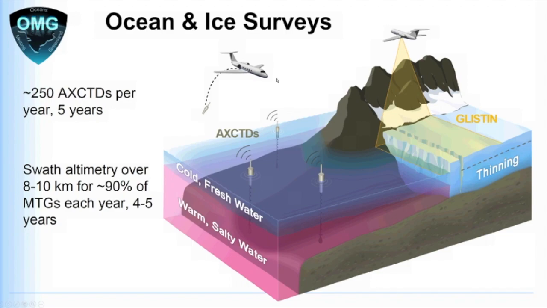The other half of the survey is an ocean-borne survey. So essentially, we drop expendable CTDs from the aircraft. There's about 250 of these that we drop each year. The probes fall from the plane. There's a small parachute. They land in the water, and then they sort of split into two pieces.